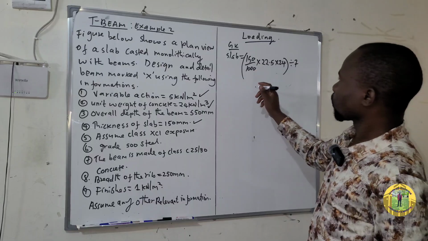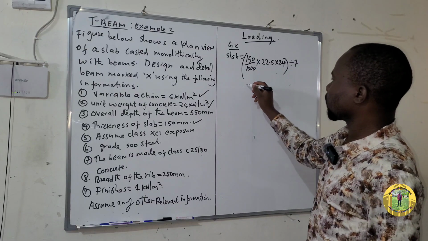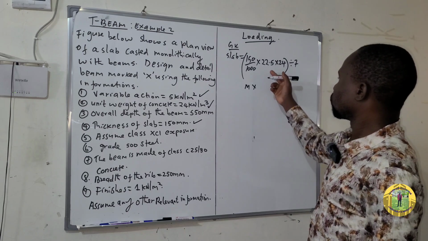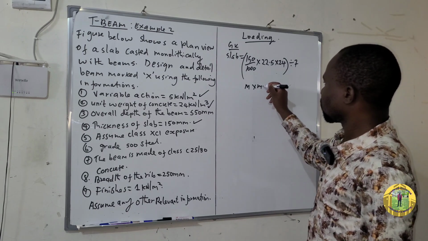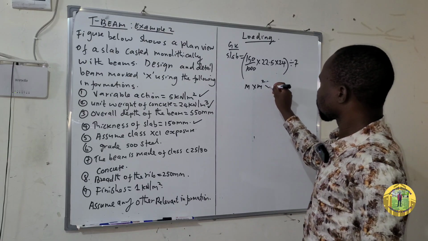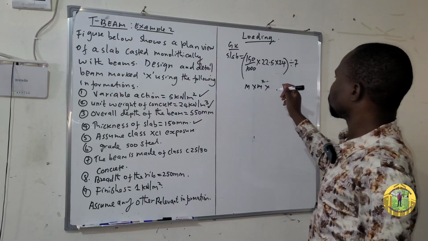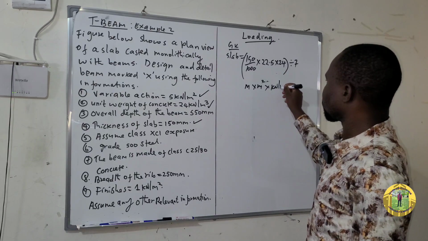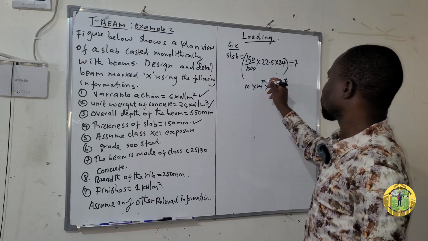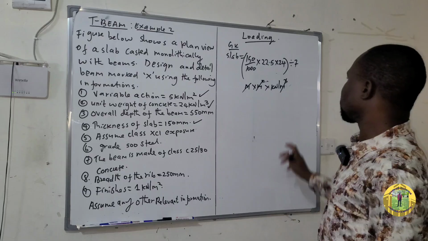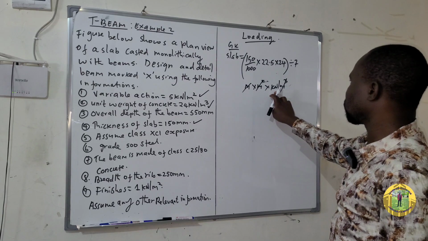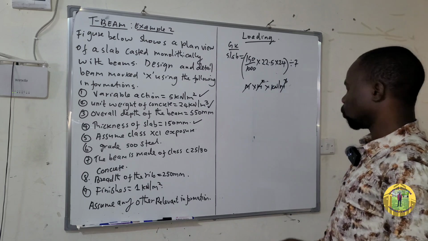So here, 150 divided by 1,000 is meter. We have changed millimeter to meter, and then times 22.5 is meter square, not cubic, meter square, times 24 is kilonewton per meter cubic. Therefore, this will cancel with this and this. So we will remain with kilonewton. And to make it a UDL, a uniformly distributed load, you divide it by the span, which is 7.